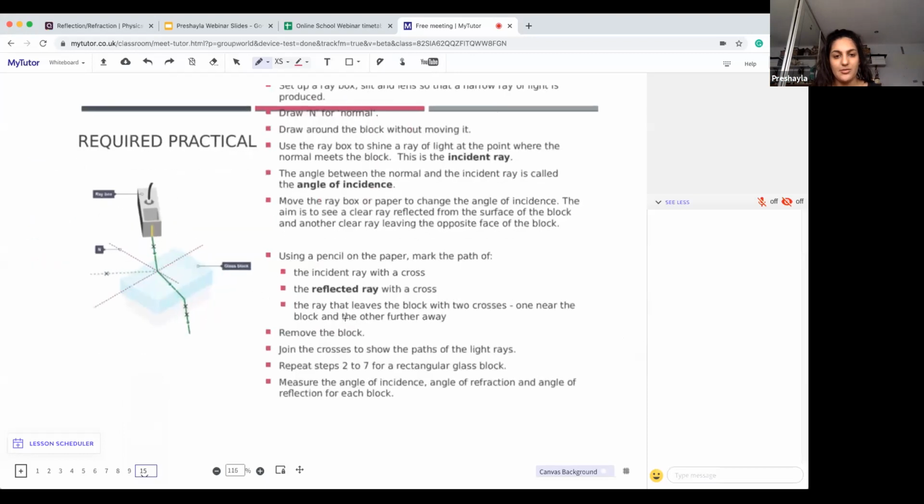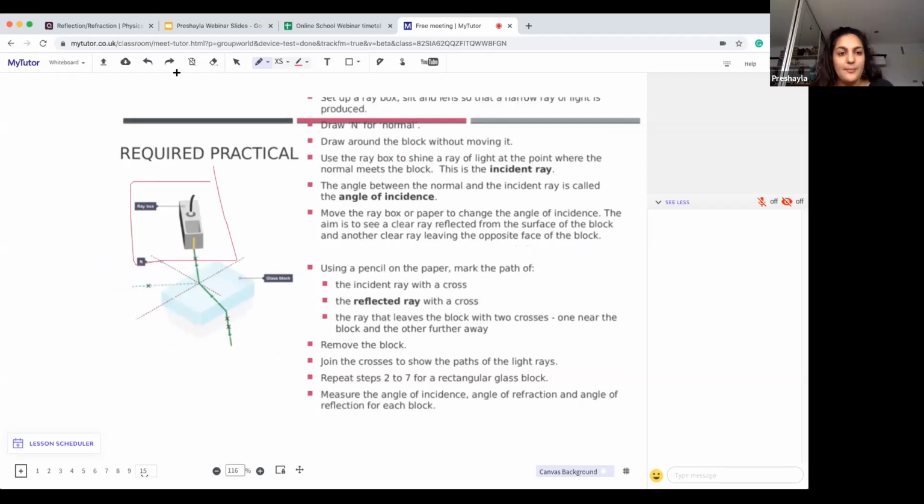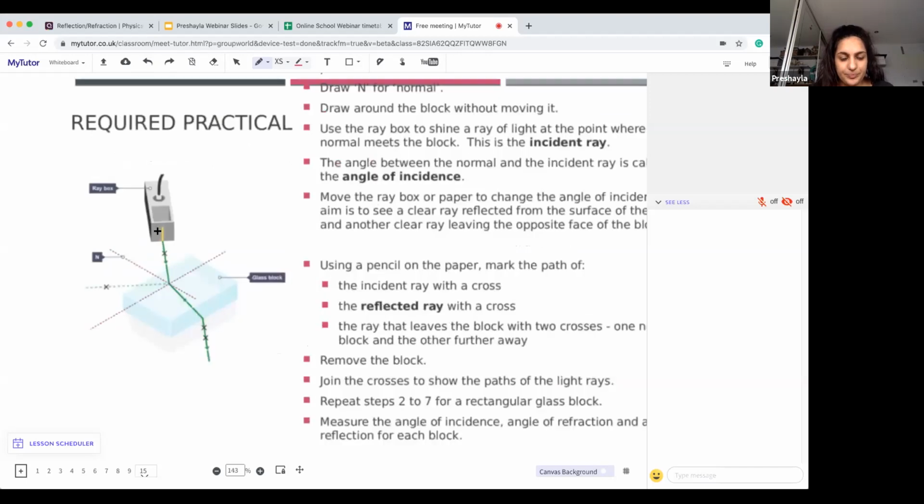Okay. Now, the required practical is probably one of the more nasty required practicals. It's cut off the top, but what it says is set up a ray box, slit and lens so that a narrow ray of light is produced. So this is our ray box here. And you're going to put a slit in front of it so that we get a nice beam of light, okay, that we can trace and we can see really nicely instead of it all being all over the place.